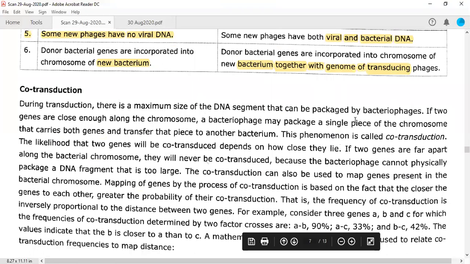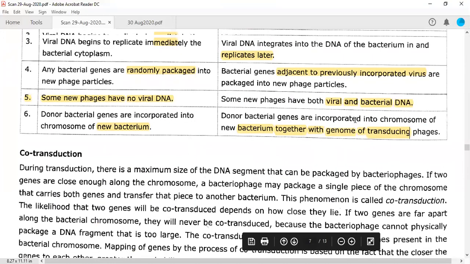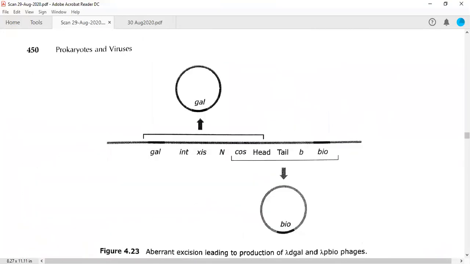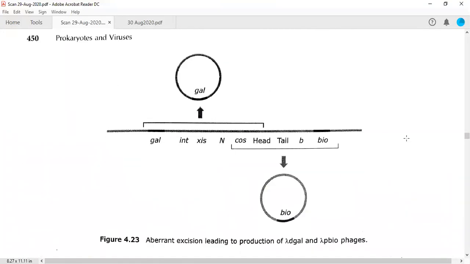Now we have noticed two terms. One is called dilysogen, and one more term we have seen here.